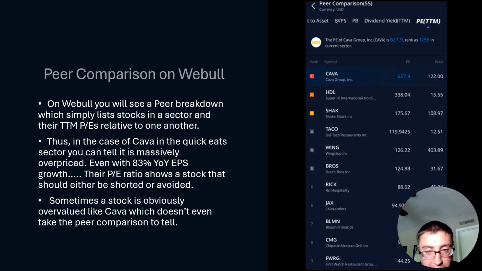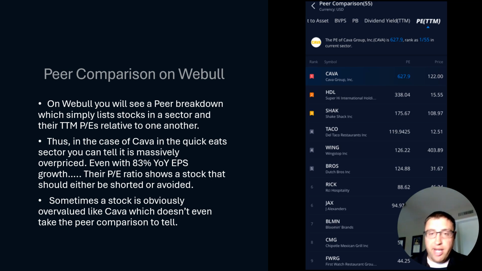The only thing about this that's very, very important to realize is they will grade based upon the highest PE ratio. And for them, the highest PE in that sector is going to get the number one grade. In reality, that isn't a good way to do it because that stock is usually heavily overvalued.